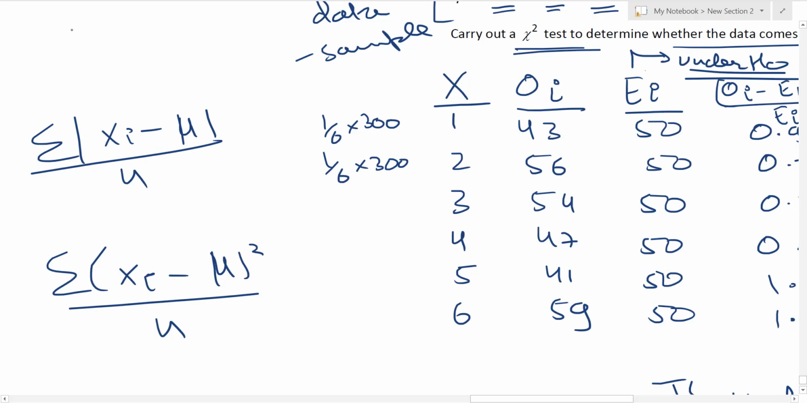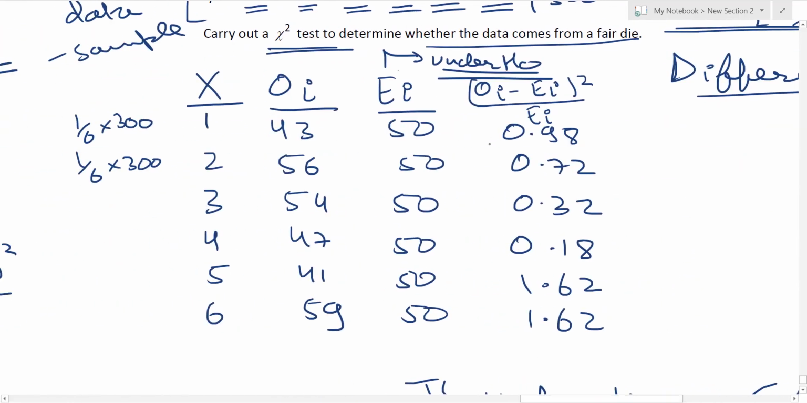For example, if the gap is of 2, if I square it, it becomes 4. But if the gap is of, let's say, 4, I square it, it becomes 16. So it gives more weightage whenever I square. So here I want to penalize more for higher gaps. Since 41 and 50, the gap is very high, of 9, so it became 1.62. 47 and 50, gap is only of 3, so it becomes 0.18.